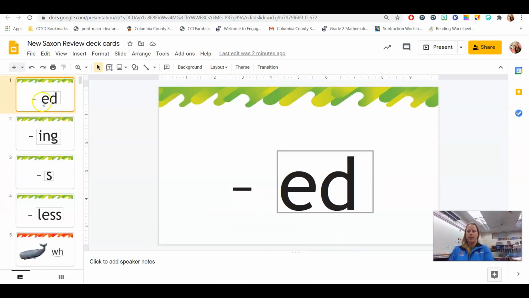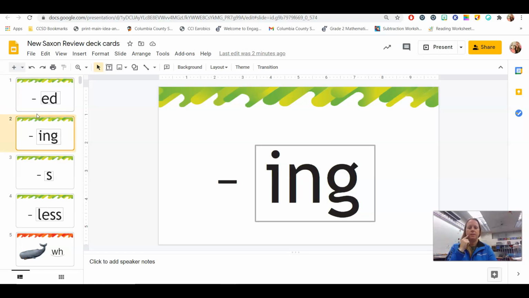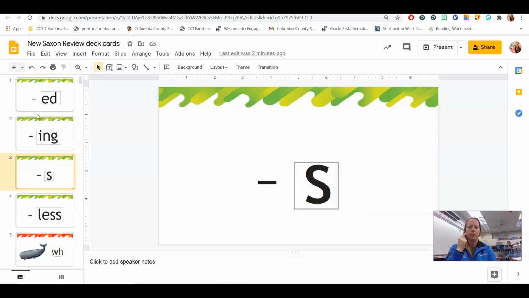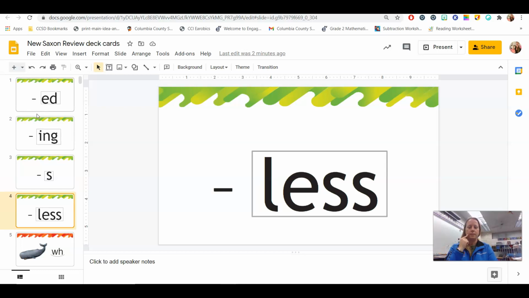All right, let's go ahead and go through our review cards. Suffix ed, d, t, or ed means already happened. Suffix ing means happening now. Suffix s means plural, more than one. Suffix less means without.